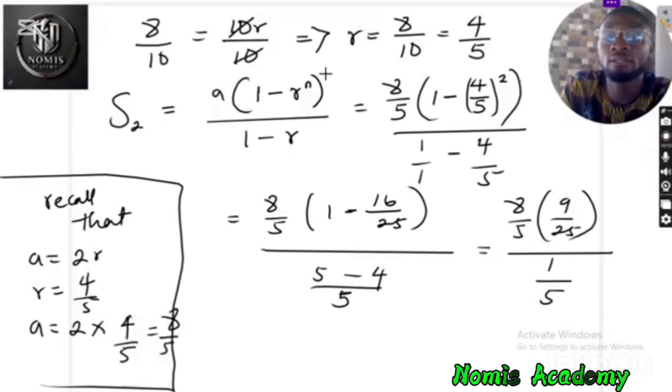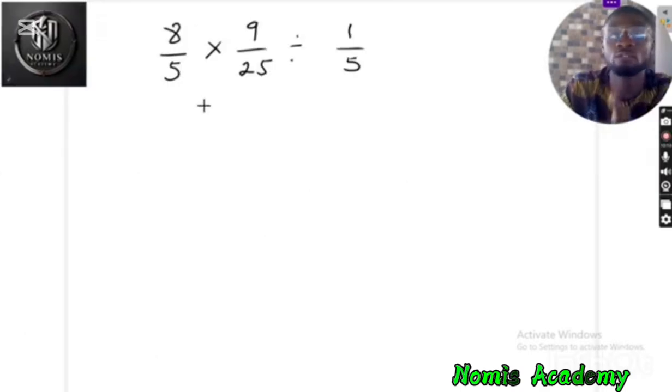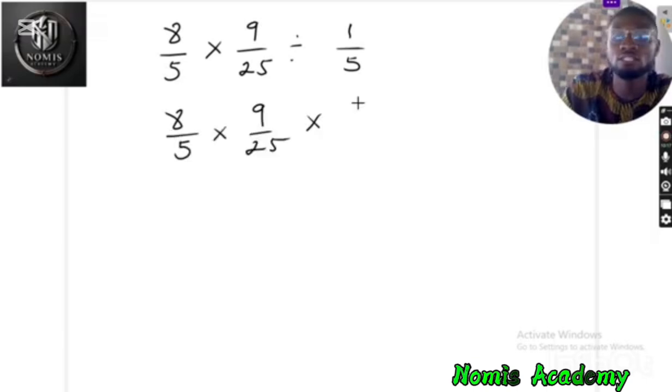So this is what we are left with to find the sum of the two terms, right? So this becomes 8 over 5 multiplied by 9 over 25 multiplied by this turned over to be 5 over 1. So I can simply say 5 cancels 5 here. So I'm left with 8 times 9, which is 72, and 25 times 1 is 25. So that's our final answer.